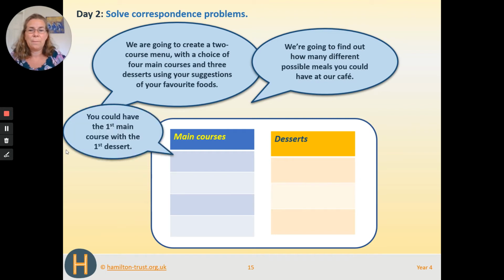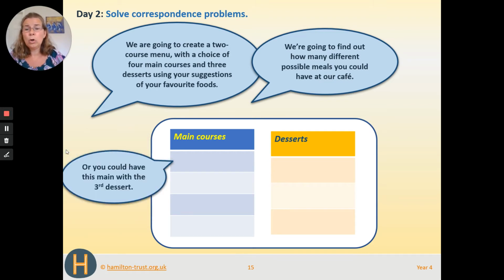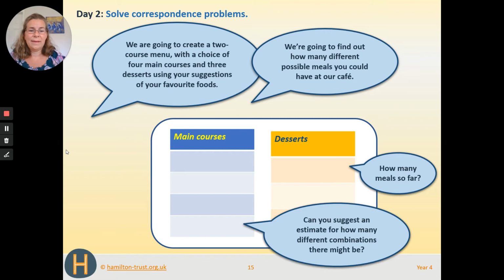Okay, let's move on. You could have the first main course with the first dessert, or you could have the first main course with the second dessert, or you could have the first main course with the third dessert. How many is that? That's right, it's 3. Can you suggest an estimate for how many different combinations there might be? Write it on your page now or speak it to the screen.